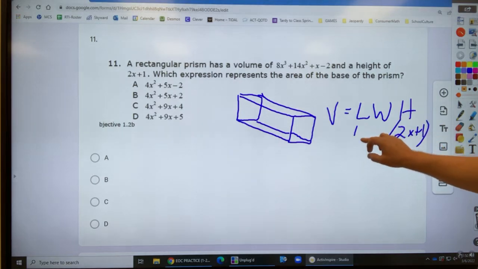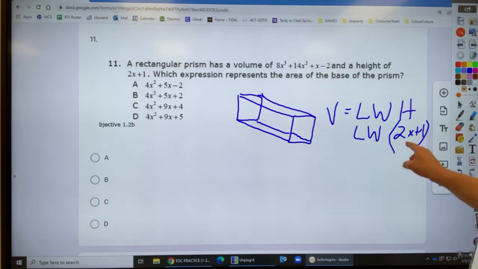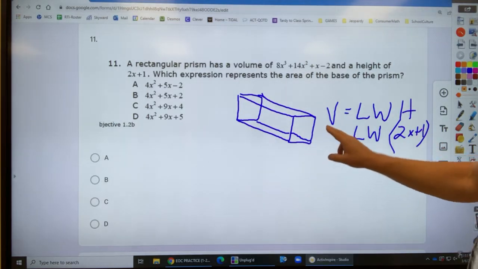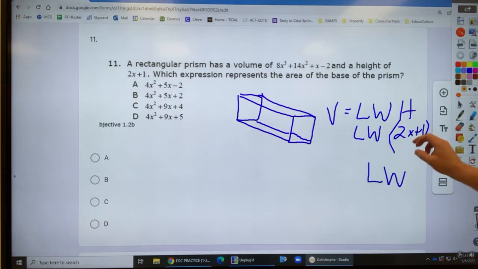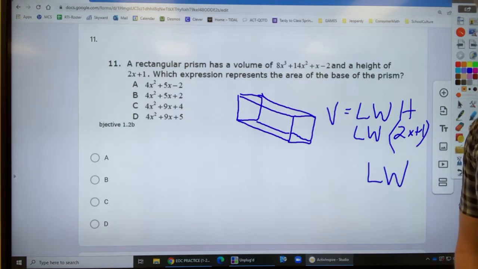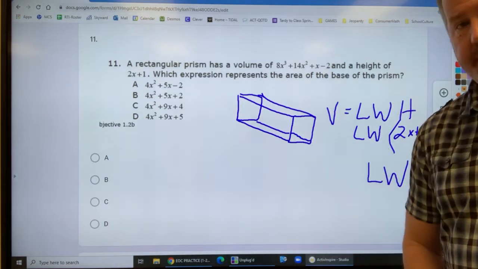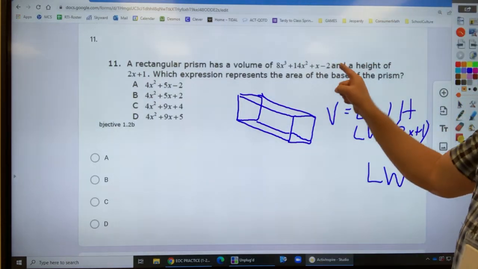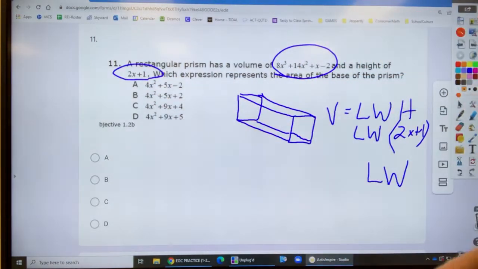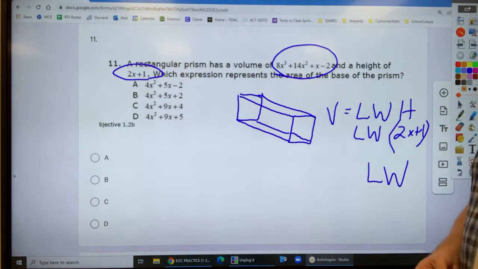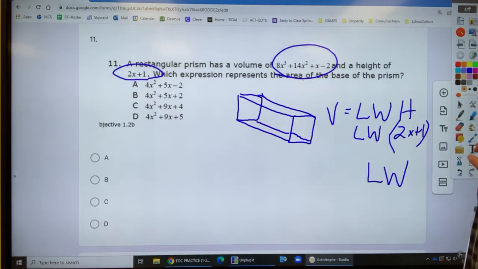So if the height is 2x plus 1, here's how the logic works out. If the height is 2x plus 1, and I know my volume, then if I divide my volume by this 2x plus 1, my answer will be my length times the width. I don't have to solve for the length, and I don't have to solve for the width. All I have to do is divide this by this, and the final answer ends up being the length and the width, which is the base of the prism.